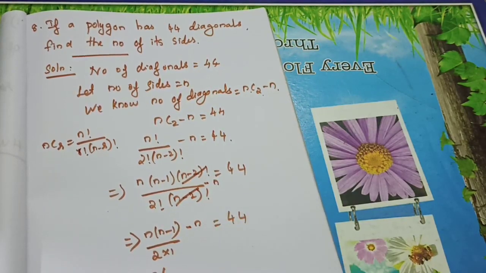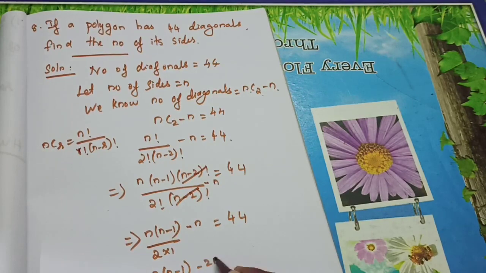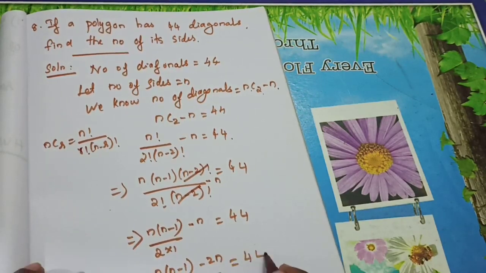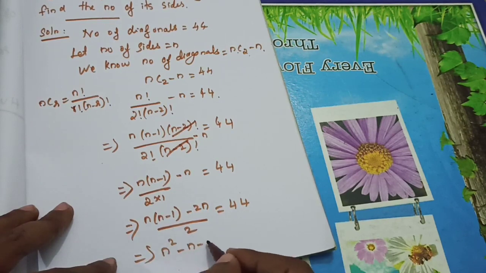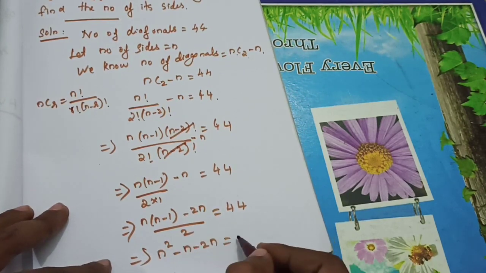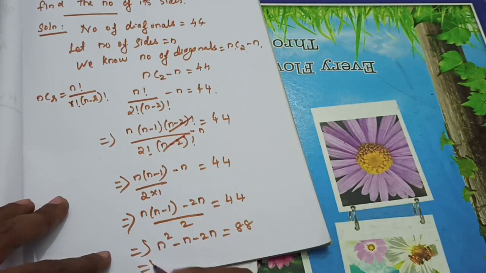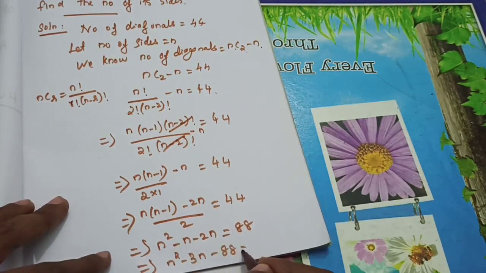Now take the LCM. n into n minus 1 minus 2n divided by 2 equals 44, which implies n square minus n minus 2n is equal to 44 into 2, which is 88. So n square minus 3n, bring this to this side, minus 88 is equal to 0.